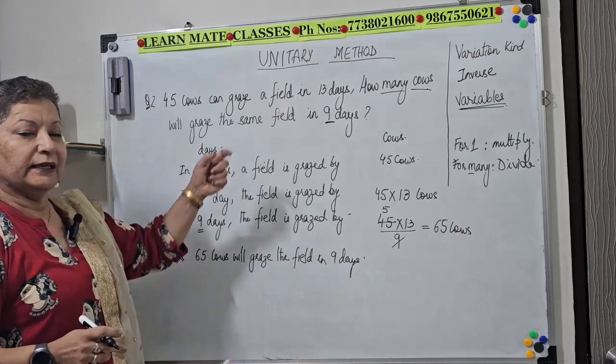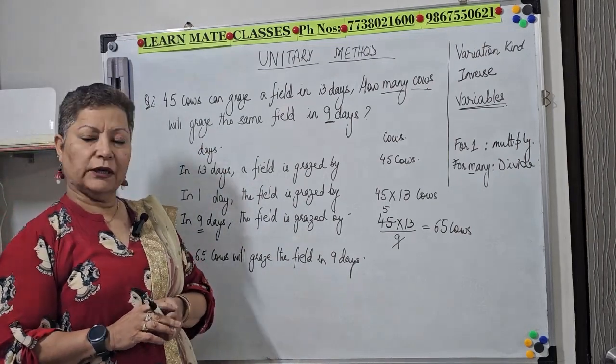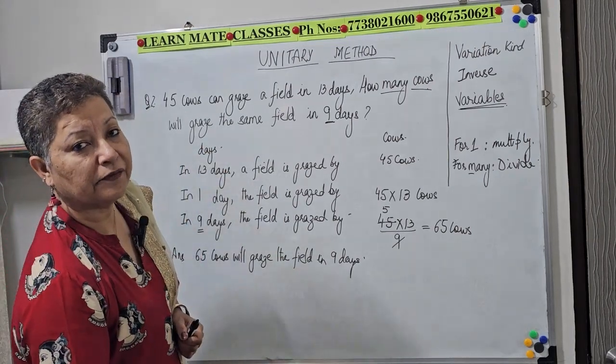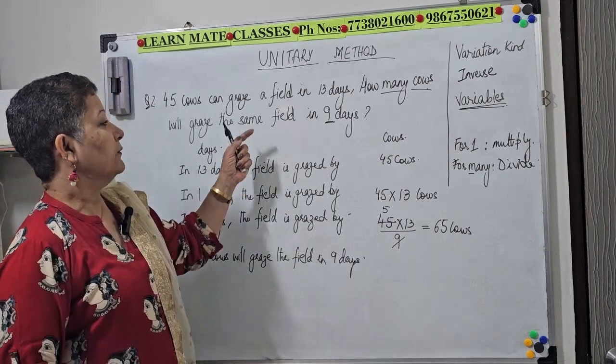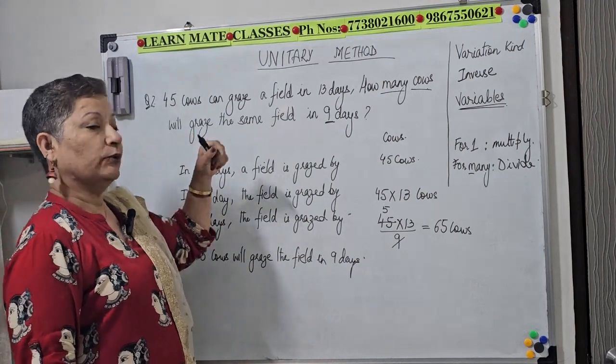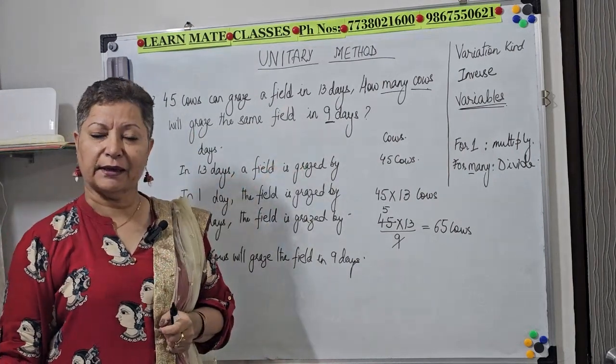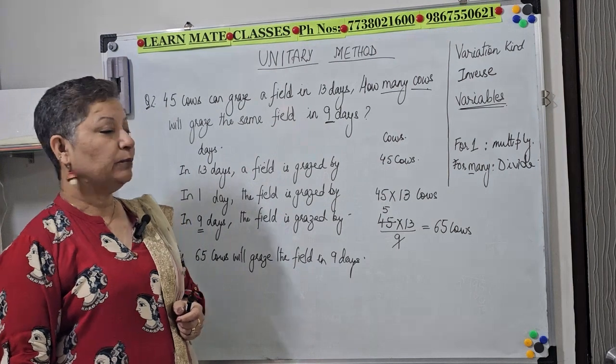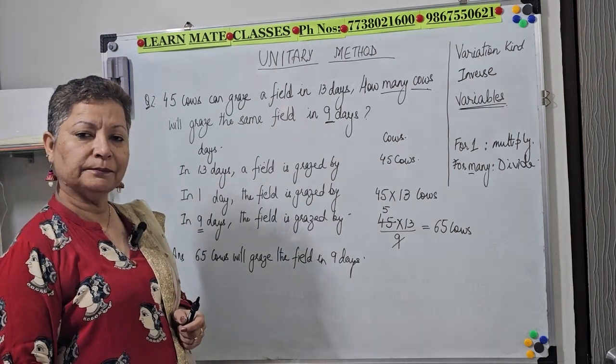So this was a question of inverse variation. How did we identify that? We identified it by looking at one variable, that is the number of cows, going down when the number of days came up. Is that okay? So we'll move on to the next question.